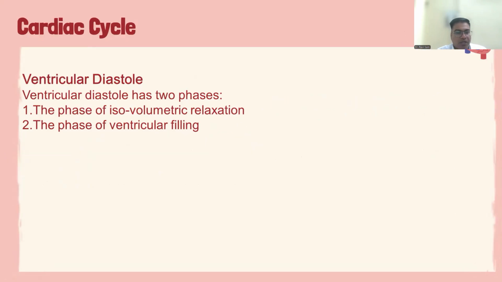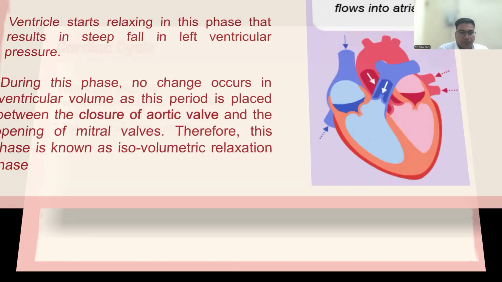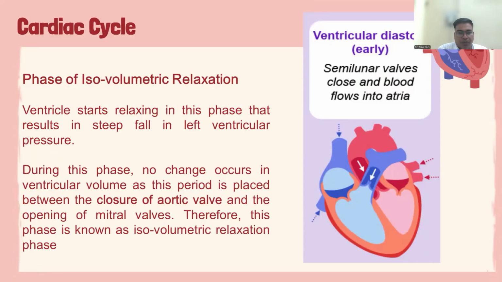Now come to the ventricular diastole. It is divided into two phases. The first one is the isovolumetric relaxation and the second is the phase of ventricular filling. The phase of isovolumetric relaxation starts because there is a steep fall in the left ventricular pressure. During this phase, no change occurs in the ventricular volume as this period is placed between the closure of aortic valves and the opening of mitral valves. Therefore, this phase is known as isovolumetric relaxation.